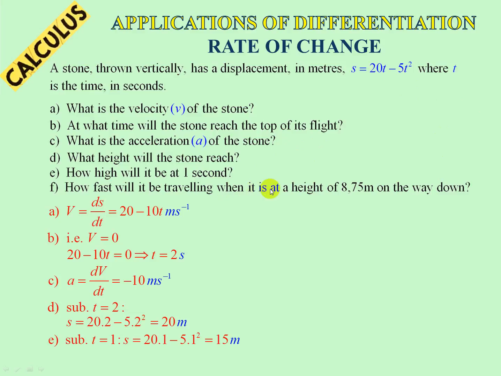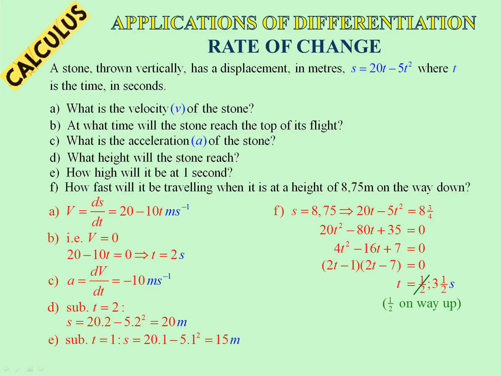How fast will it be traveling when it's at a height of 8.75 meters on the way down? Well, that gives the height from the ground, so therefore that must be 8.75. So let's put displacement equals 8.75, 8 3/4. Now we're going to have to solve that, and it's a quadratic equation. We factorize, and t equals a half we've crossed out. Why is that? Oh, because that's on the way up. This says on the way down. You see it goes past 8.75 meters twice.